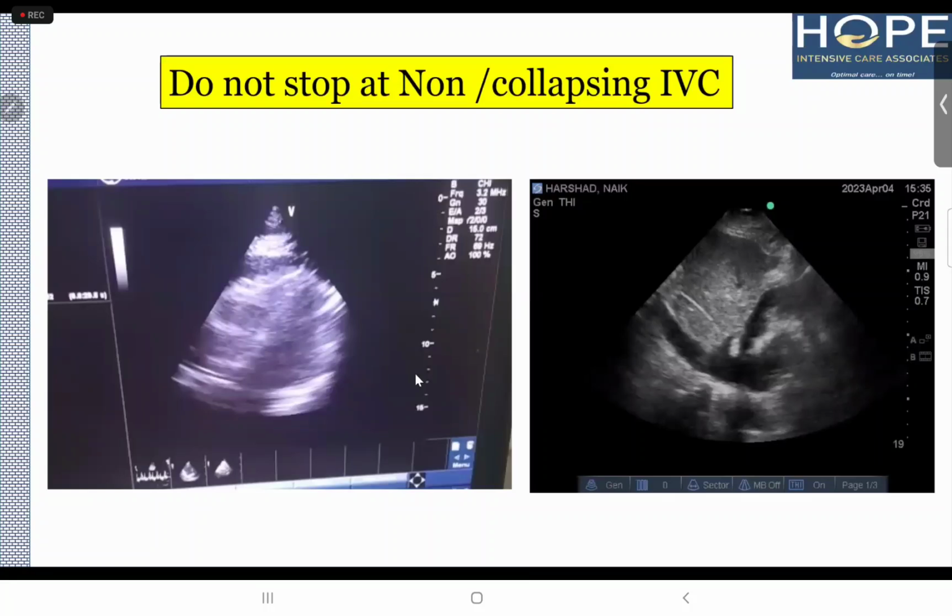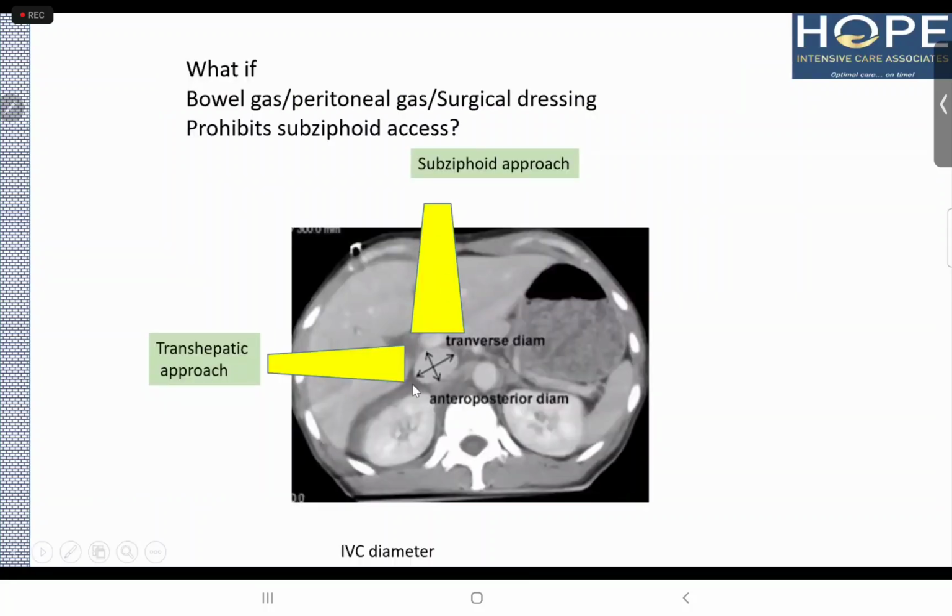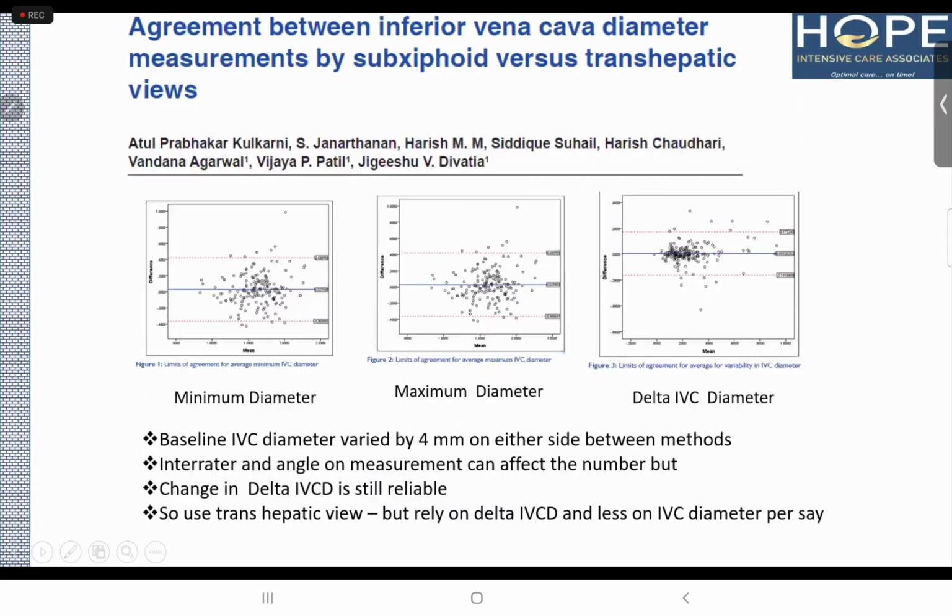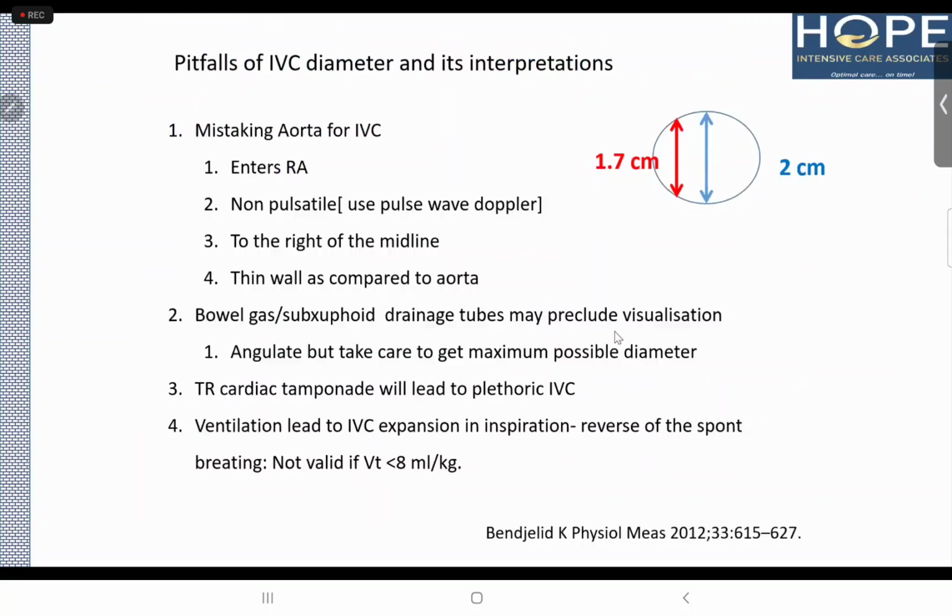If you look at the IVC as an oblique oval, from the subxiphoid approach, if you look at the transverse plane, you can see that the diameter is different as compared to the transhepatic approach. And a study done from Mumbai said that around 4 millimeter diameter difference can be there between subxiphoid and transhepatic approach, but the collapsibility remains the same. So don't compare both, because the difference can be as high as 4 millimeter in measurements. This we have already discussed, so I would not repeat here.